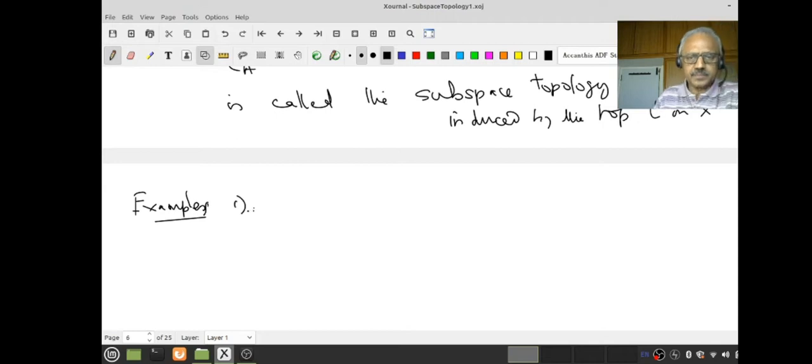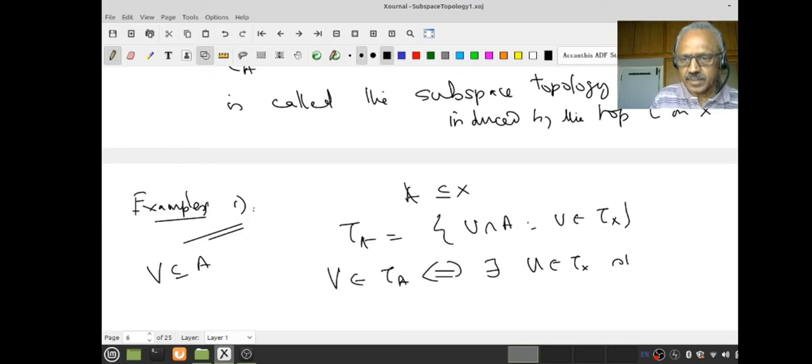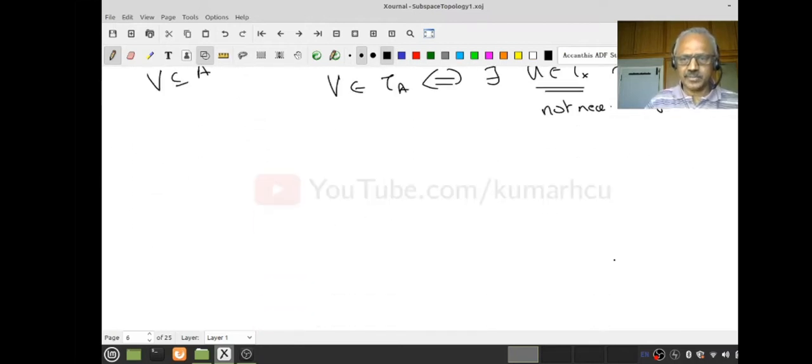So example 1. Let us quickly recall, if A is a subset of X, then how do I define tau A? It is U intersection A, where U is in tau X or tau. Therefore, when you give B a subset of A, when does B belong to tau A? If and only if there exists U in tau X so that B is of the form U intersection A. And is this unique? No, not necessarily unique. I'll give examples quickly now. This is a summary of what you have done. So let us look at some examples.